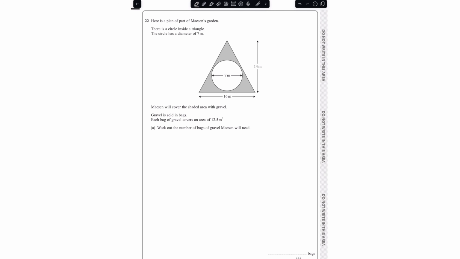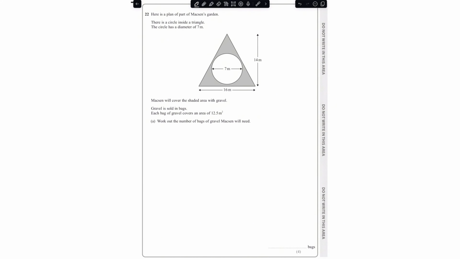£3,450. In the first part of question 22, we are given a plan of parts of Maxon's garden. There is a circle inside a triangle. The circle has a diameter of 7 meters. Maxon will cover the shaded area with gravel. Gravel is sold in bags. Each bag of gravel covers an area of 12.5 meters squared. Work out the number of bags of gravel Maxon will need.